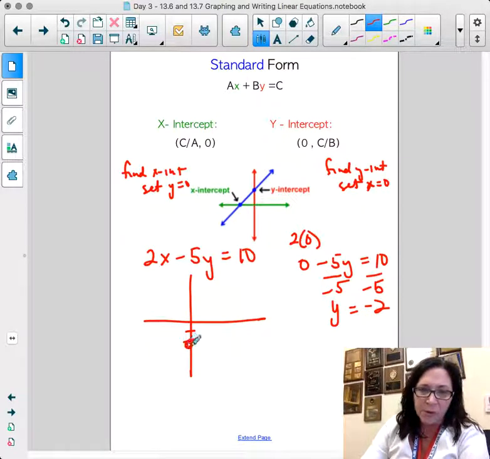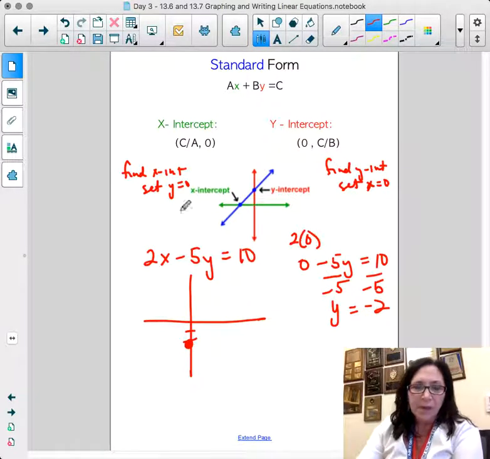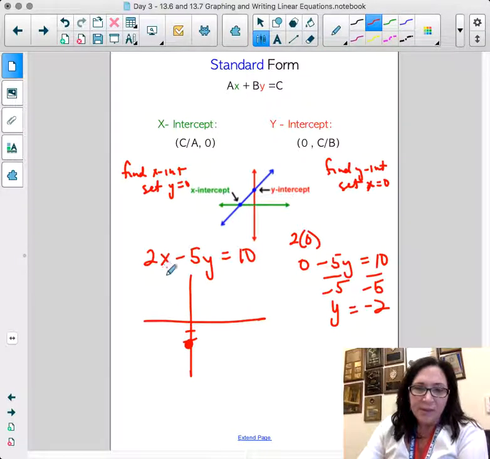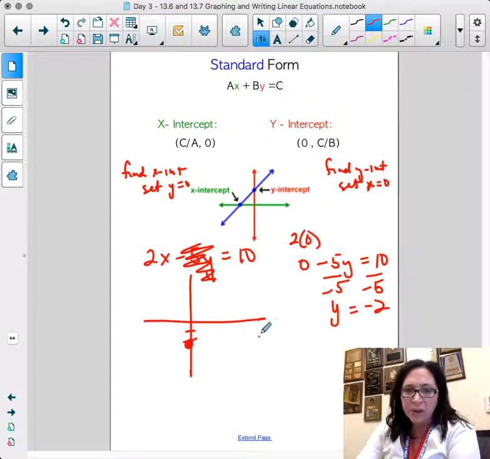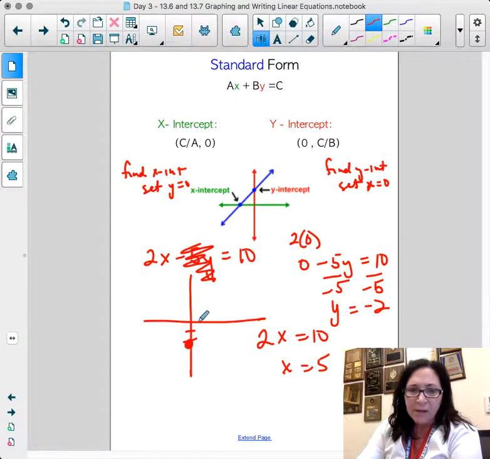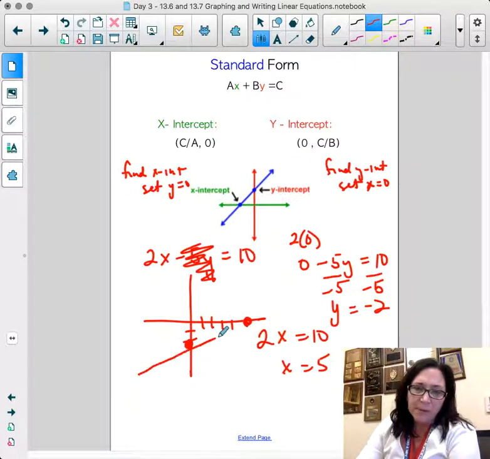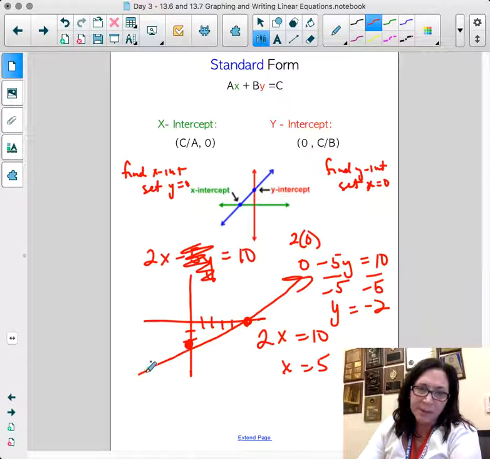So on my y-axis, I would start my graph down here at -2. To find the x-intercept, I set y equal to 0. That's gone then. And so now I have 2x is equal to 10, so x equals 5. So 2, 3, 4, 5, this graph point goes there, and then there's my equation on my line. All right.